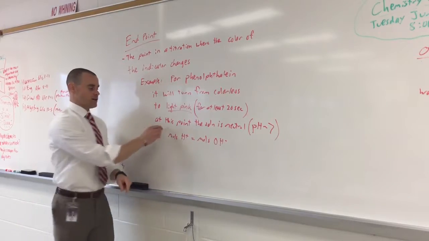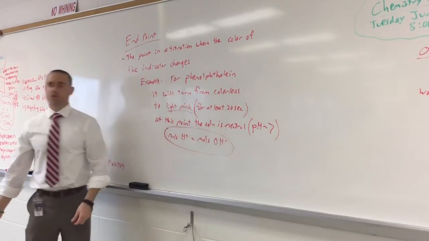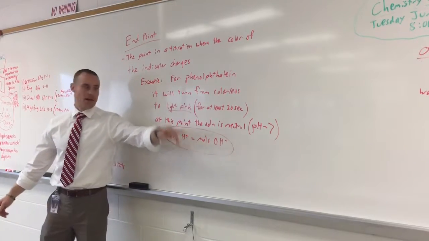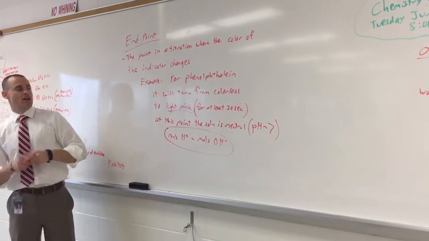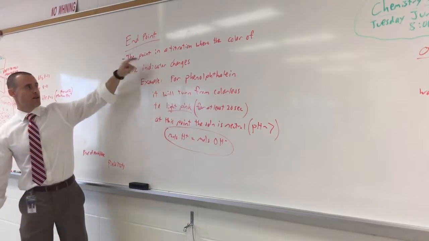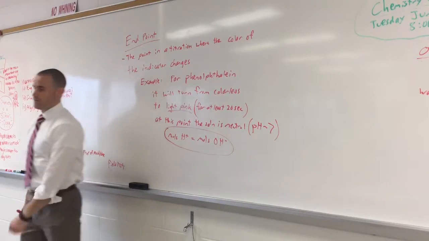This is what you need to understand. So when it's light pink for a little bit and then goes away, your moles of acid should equal moles of base, which is why it's about a pH of 7. That's the normal thing you need to remember. But you can do this with a different indicator. So go to table M.